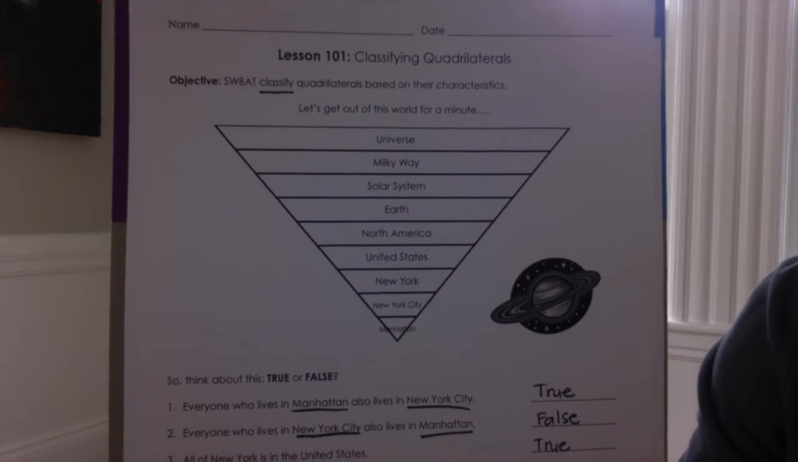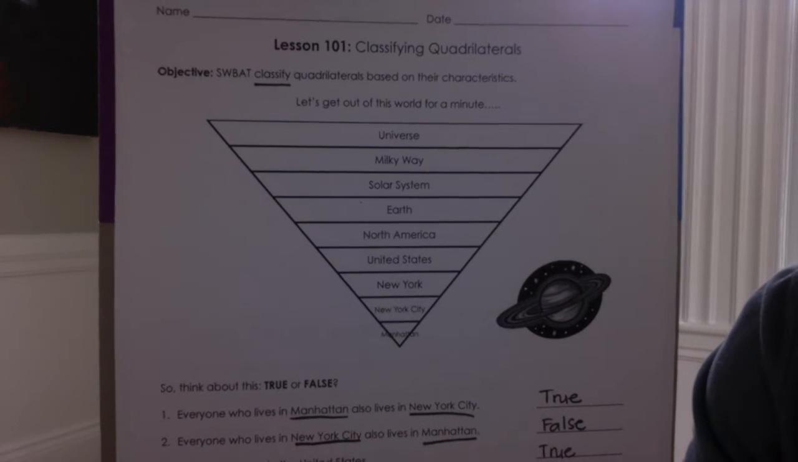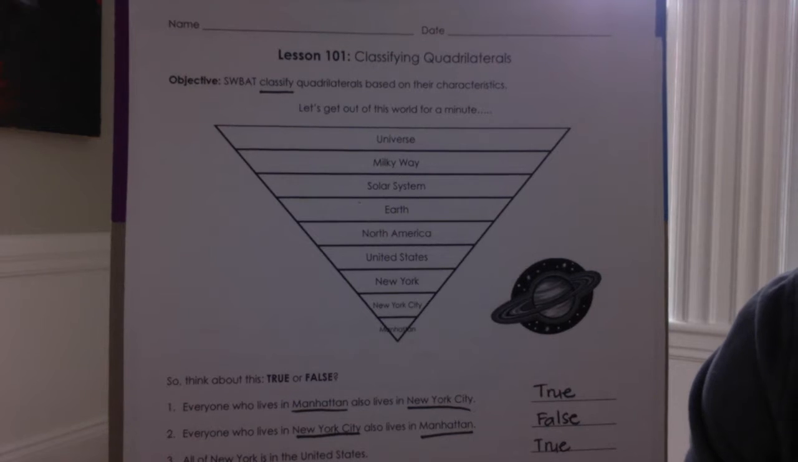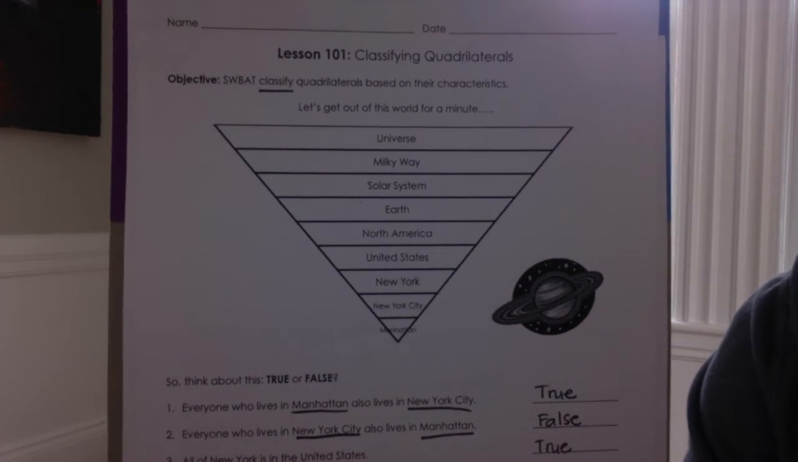Hi, this is lesson 101, classifying quadrilaterals. Today we're going to be able to classify quadrilaterals based on their characteristics. A quadrilateral is any shape that has four sides. So again, quad means four, so a quadrilateral is a shape with four sides.